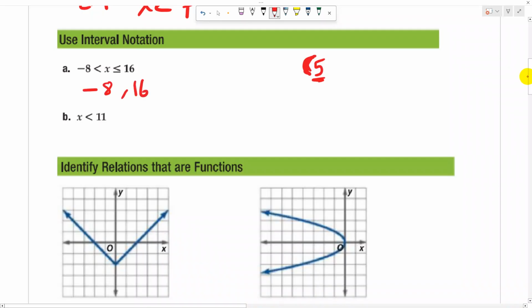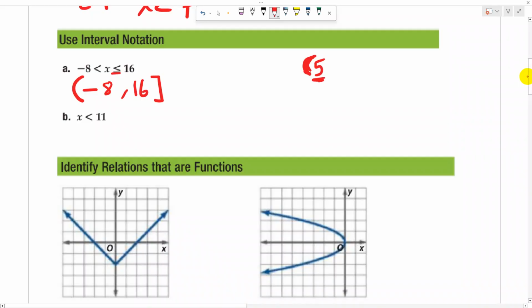But negative 8 is not included in our interval, so I'll make it a round bracket because we don't have an equal sign. And 16 is included because we have an equal sign here, so I have to write it as a square bracket. That's it. Okay, for the next example, we have x less than 11. But for interval notation, we need two numbers, like the first example, negative 8 and 16. So what is the second member, or what is the second element?